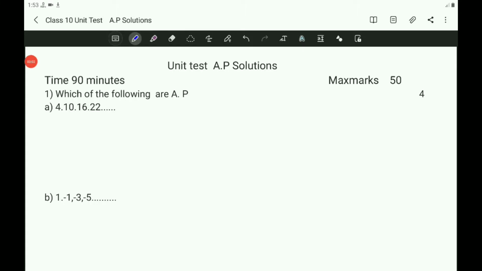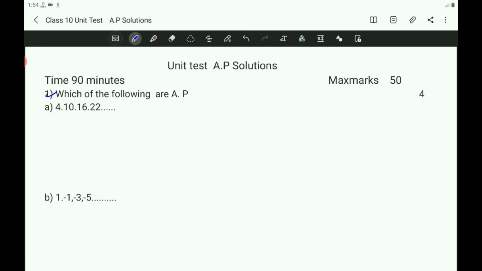Children, this is the solution of the unit test of the chapter Arithmetic Progression. Now, I will solve the questions one by one. Go through the solution and clear your doubts. First question: which of the following are AP?